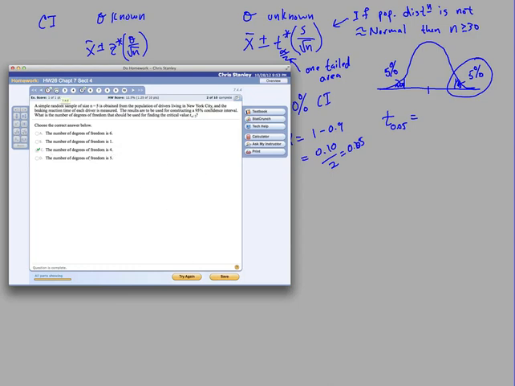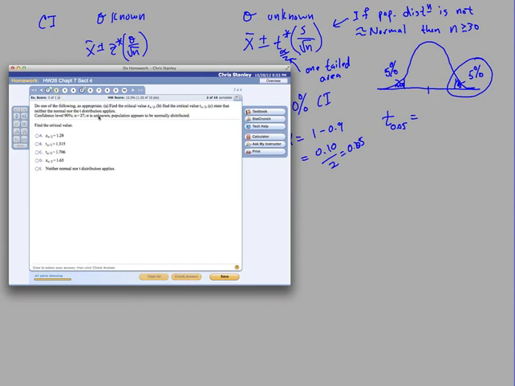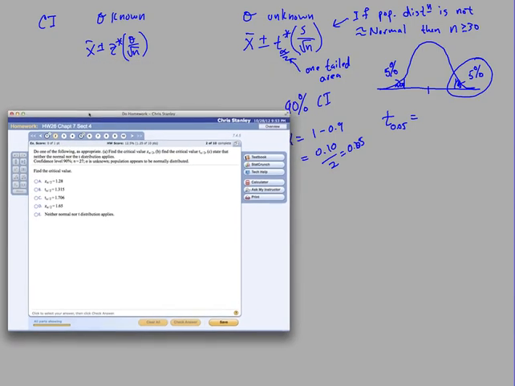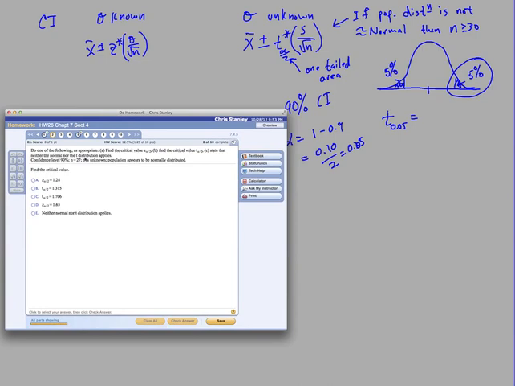Now let's do some of these. Do one of the following as appropriate: find the value of z, find the critical value of t, or state that neither the normal nor the t applies. Confidence level of 90%, n equals 27. Sigma is unknown. The population appears to be normally distributed, so that means n doesn't matter.